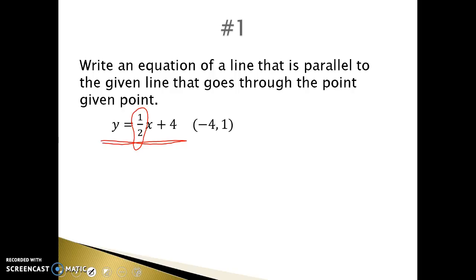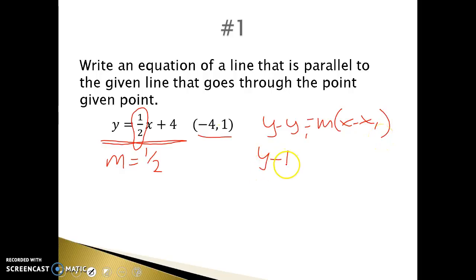And so we want to write an equation of a line that also has a slope of a half because we know that parallel lines have the same slope. And so we also want it to go through this point. And so we're going to use the point slope formula, which is y minus y1 equals m times x minus x1. And we're going to have y minus the 1 because 1 is the y value. That equals the slope, which is a half, times x plus 4 because it's x minus a negative 4. And so we can write that as x plus 4.